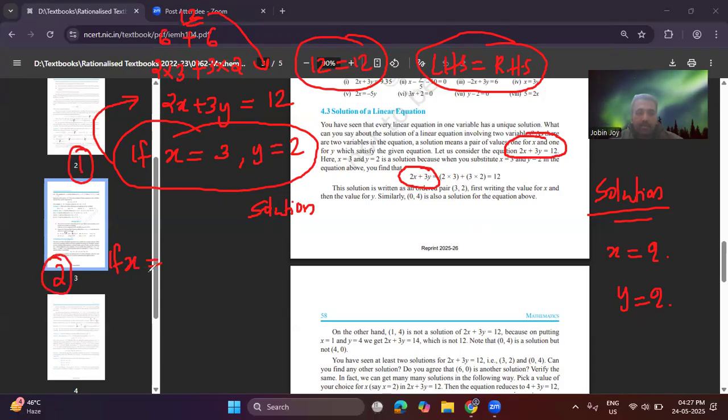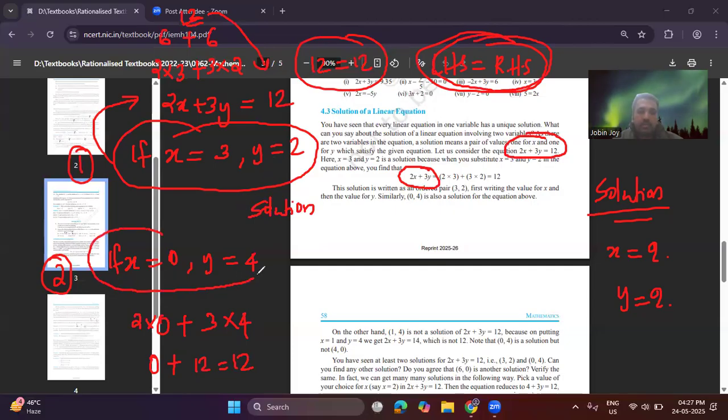I'm taking another value: x equal to 0 and y equal to 4. So 2 into 0 is 0, plus 3 into 4 is 12. That is equal to 12. Again, left hand side 12 is equal to right hand side 12. So this is another solution.